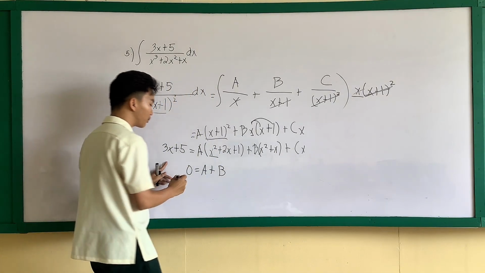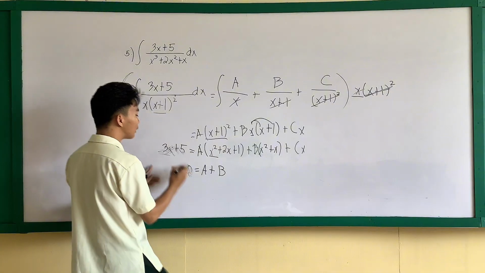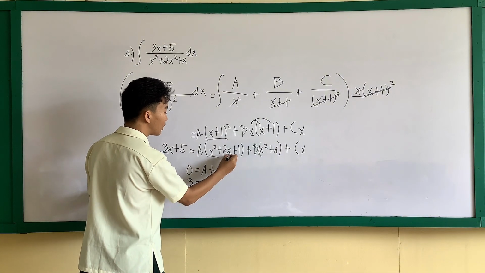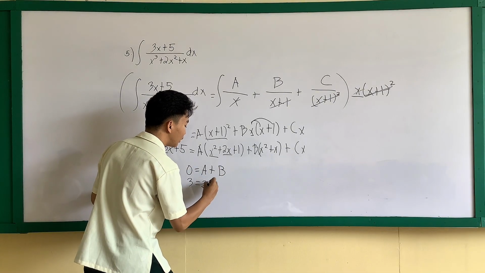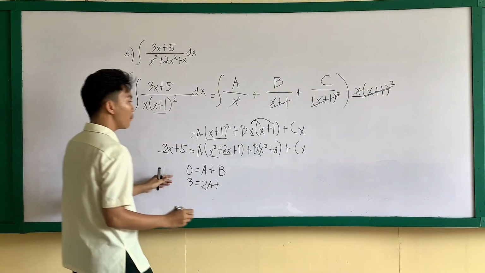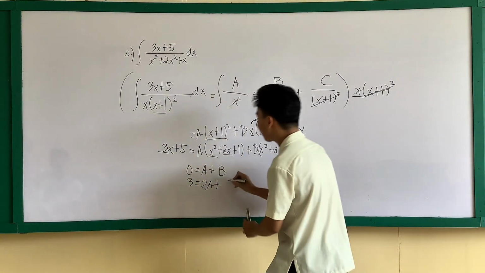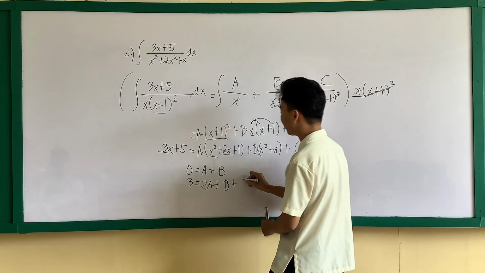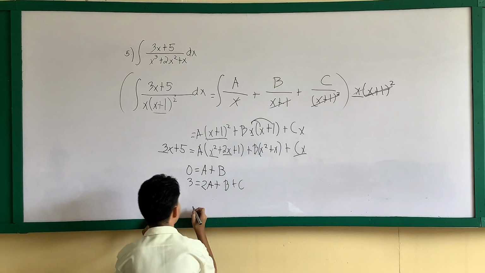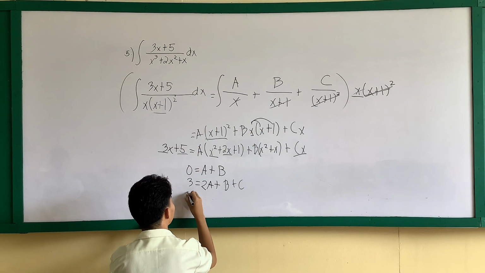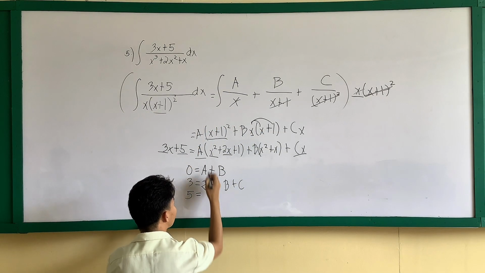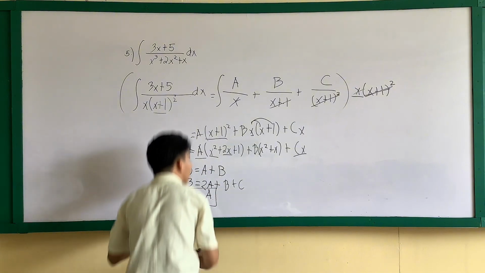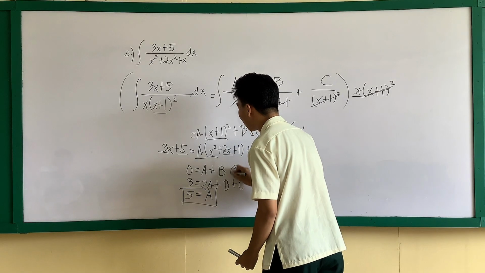Next is the x terms. So merong x terms dito, so lagay itong 3, plus, next is merong x term yung a, 2a, plus, meron ring x term yung b, which is b, plus, yung x term is c. Last is the constant. We have 5 here, so put 5. Then merong constant lang is yung a. So we already found the value of a. So now we have to substitute it to our first equation.